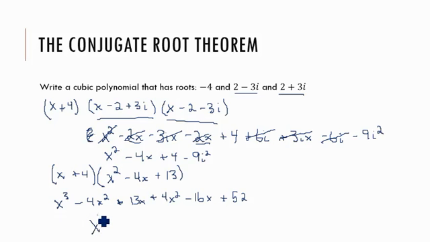So x cubed, we got that one. Let's combine some like terms, negative 4x squared and positive 4x squared, they will cancel out. 13x minus 16x, it's going to give me minus 3x. And my constant term is 52. There is your polynomial.